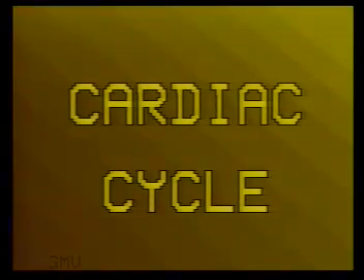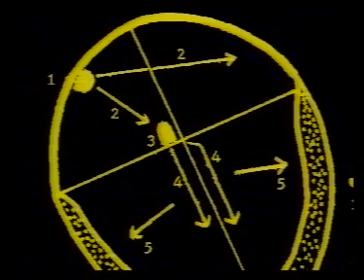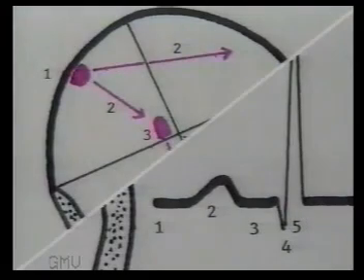Now we come to the cardiac cycle, or the chain of electrical events that occur during a heartbeat. The process of depolarization begins at 1, that is the SA node, passes to the atria, that's number 2, and then at 3 it passes across the AV node to the ventricles. In the ventricles it travels along the right and left bundle branches marked 4 and then through the Purkinje fibers to the ventricles.